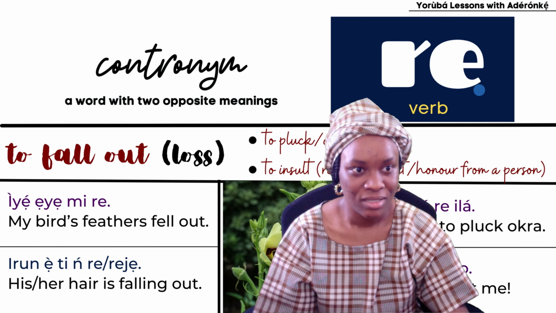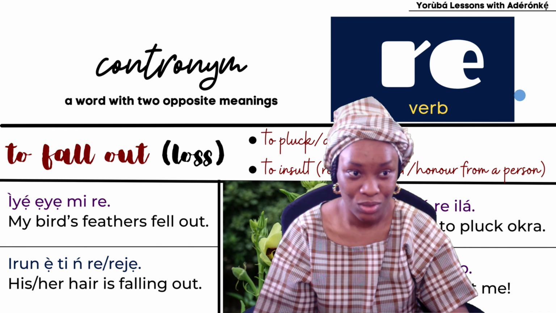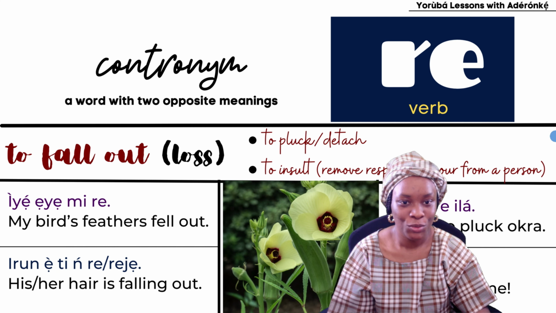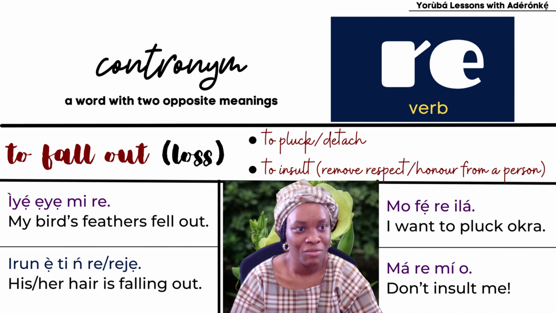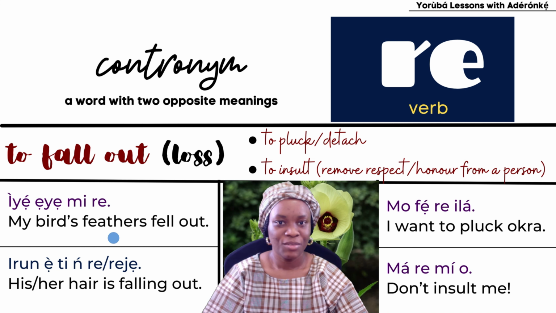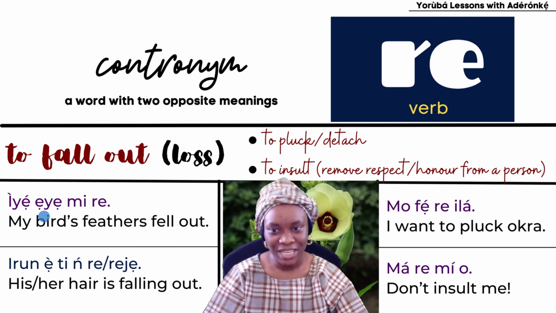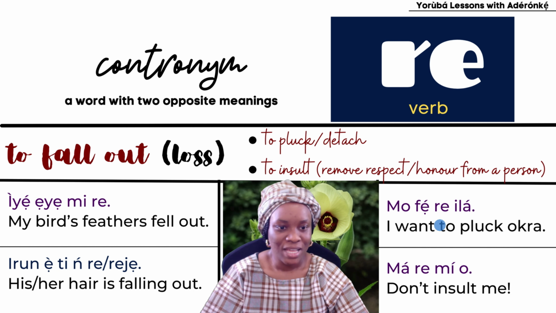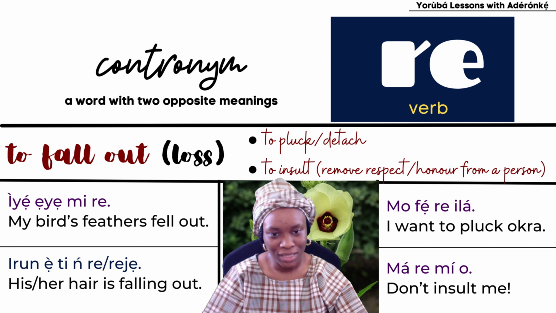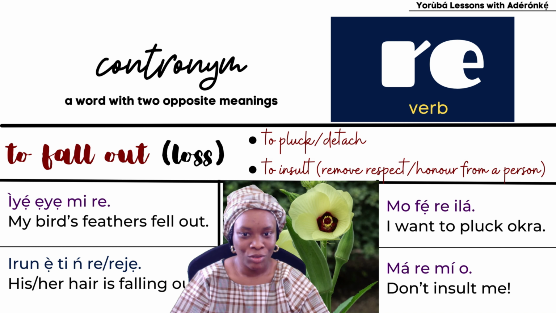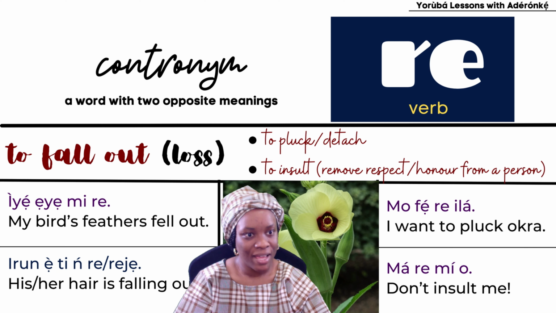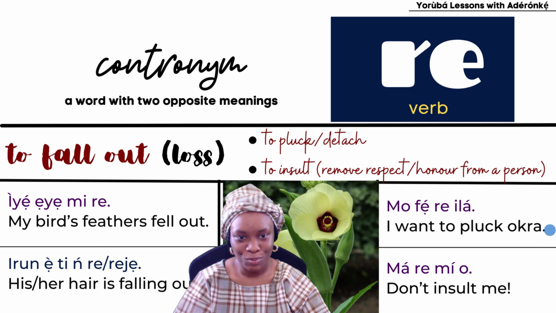Re in one context could be to fall out or to lose. So if you want to say that your bird's feathers fell out, for example, you would say, Iye eye mi ri. The feathers of my bird fell out. My bird's feathers fell out. It could be to pluck or detach. So if you want to say, I want to pluck okra, maybe you planted some okra in your backyard and you're going to pluck some, you would say, Mo fe re ila, I want to pluck okra.